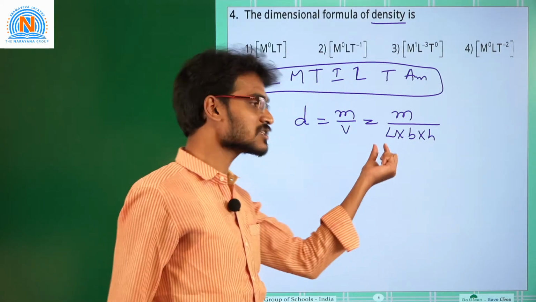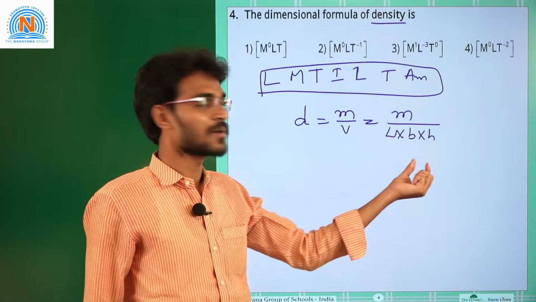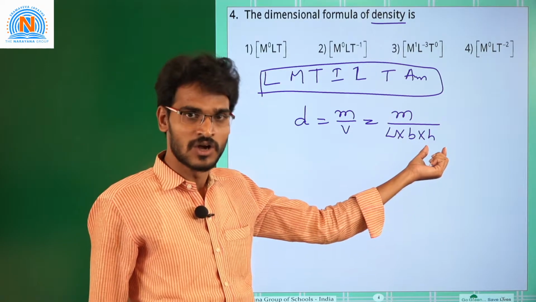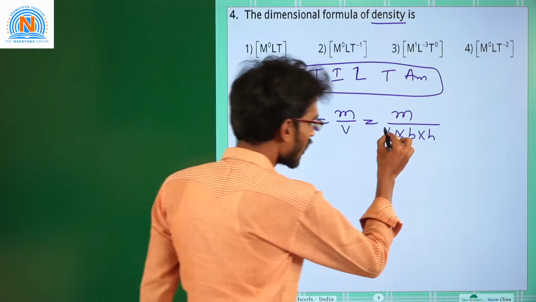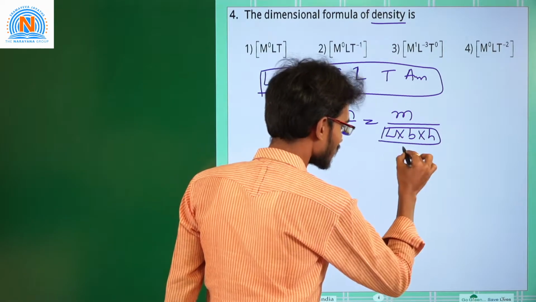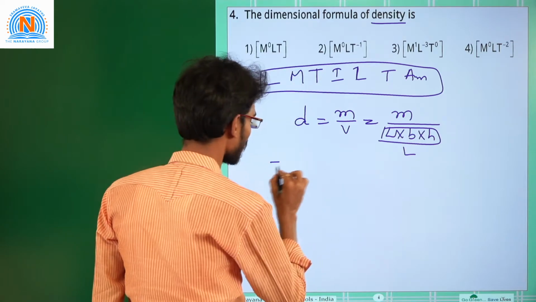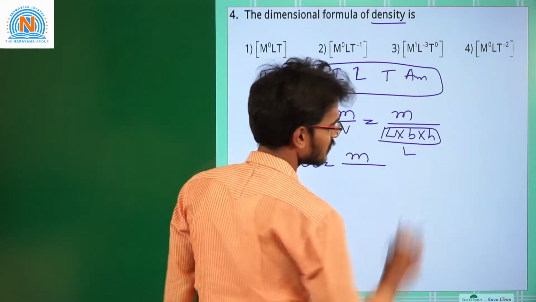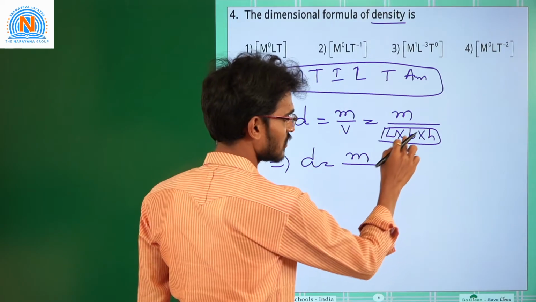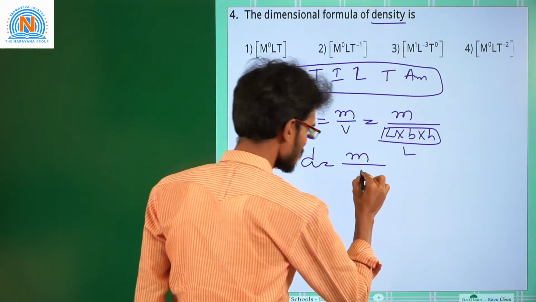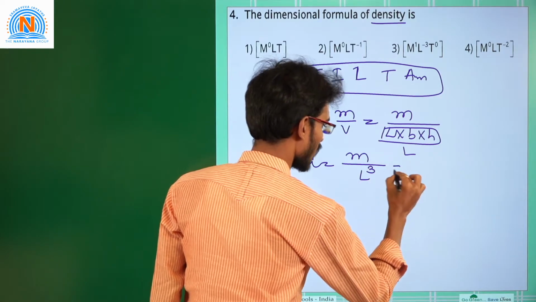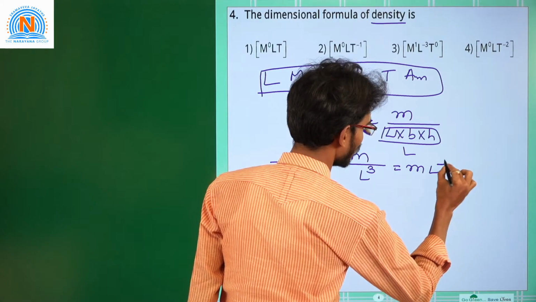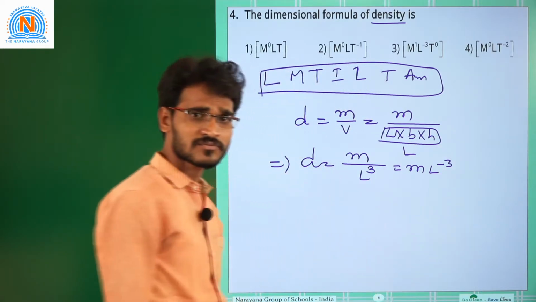Now length is measured between 2 points, breadth is measured between 2 points, height is measured between 2 points. So all of these are represented in terms of L. That is, D is equal to M by L into L into L, that is L cube. Now I am going to write it in simple form, that is M into L power minus 3.